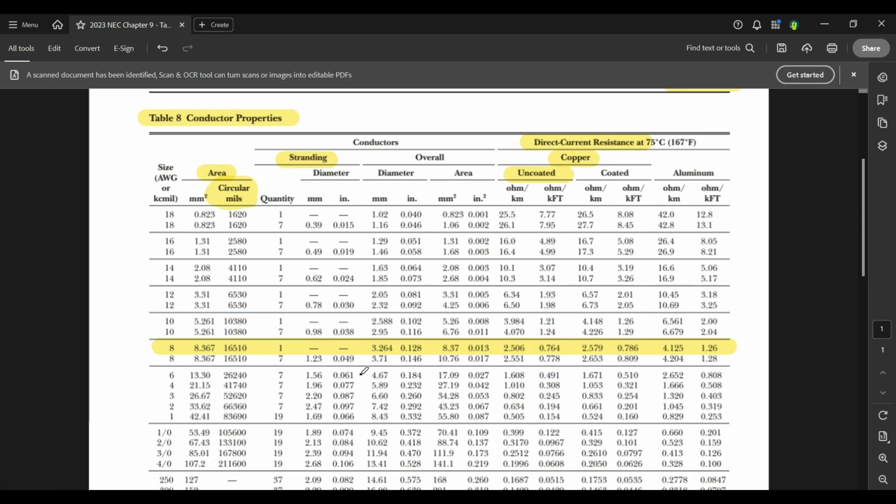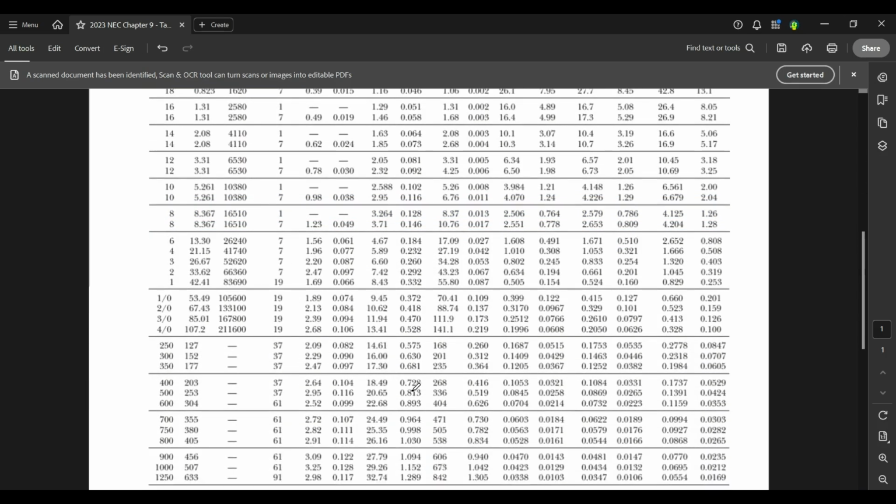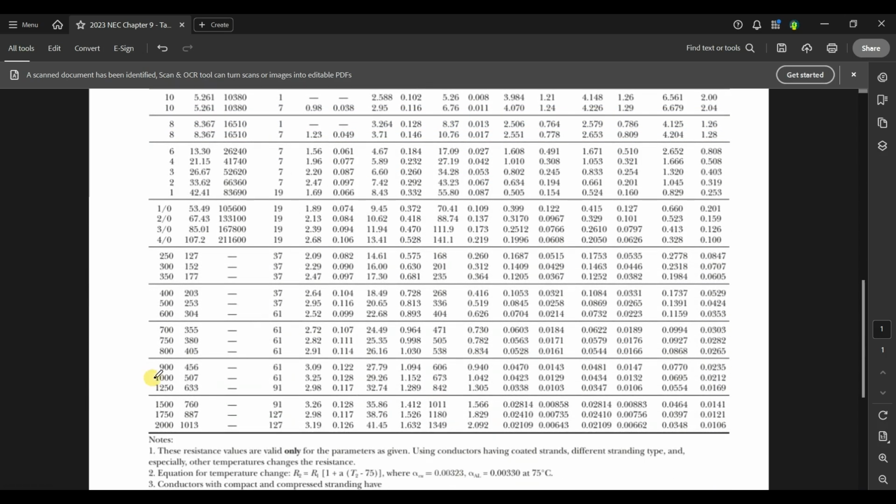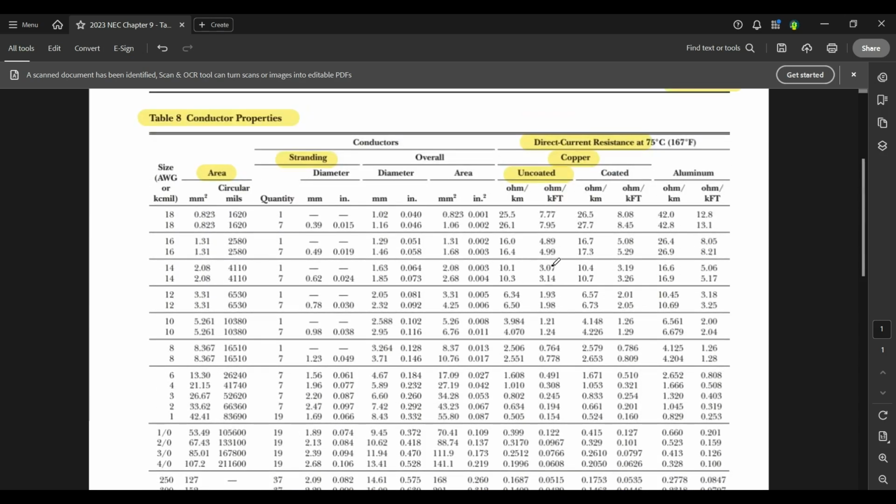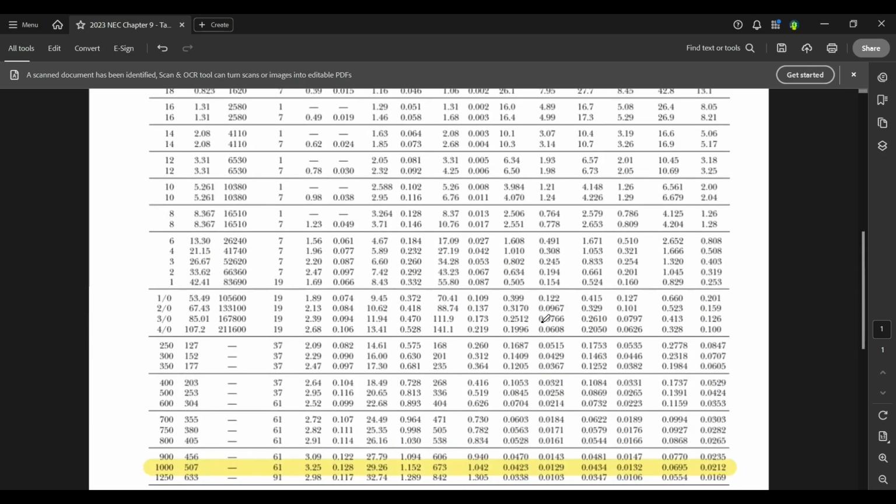Another side note on this: there is that K factor. We haven't really discussed K factor yet. So K factor is built into all of these numbers. A great example would be 1000 kcmil going across. You'll see our ohms per kilofeet and our ohms per kilofeet for aluminum, right? We'll look at these two columns here.